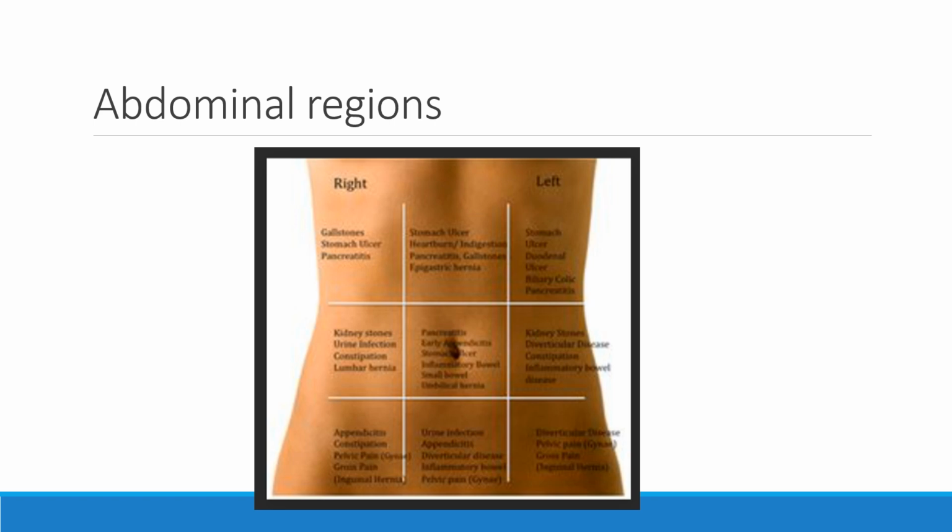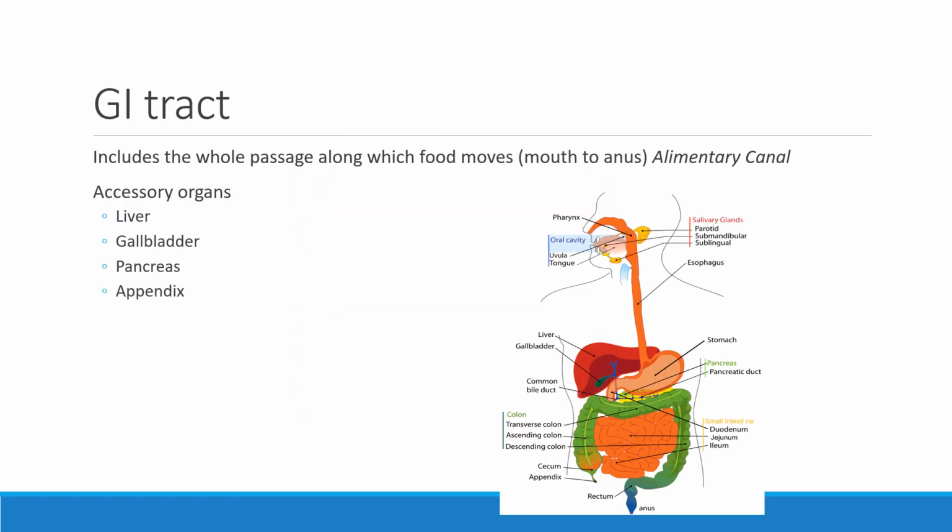So now we're going to go through a little review of our GI tract, talk a little bit more about the anatomy. And the GU tract. The GI tract includes the whole passage along which food moves from our mouth to our anus. That is also called the alimentary canal.